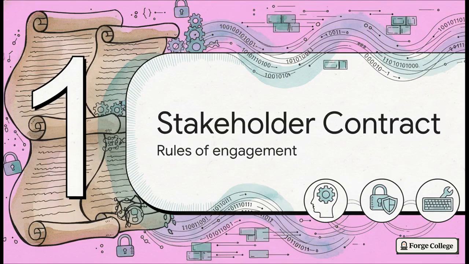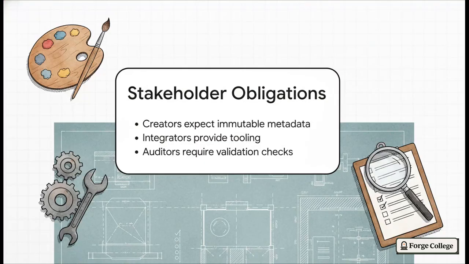Okay, part one, the stakeholder contract, where we define our rules of engagement. We really need to start framing this capstone not just as a random pile of code, but as a strict, basically legally binding agreement between three extremely vital roles. Think of it like a giant architecture project. Creators, they're the artists. They demand durability. They fully expect their digital masterpieces to stay exactly where they put them, completely immutable.